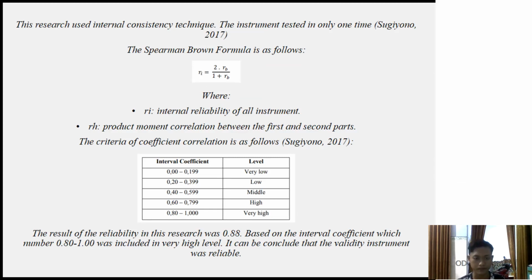And then there are criteria of the correlation coefficient, just like this. 0.80 to 1.000 is a very high level, and it can be confirmed that the valid instrument was reliable. All right, next.